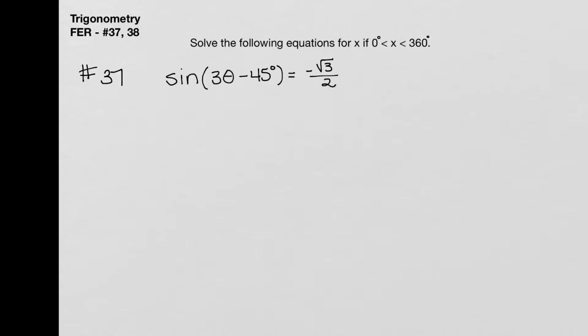I have two possibilities for this because the sine is negative in quadrants 3 and 4. In quadrant 3, the angle would be 240 degrees, and in quadrant 4, it would be 300 degrees. So I'm going to take 3 theta minus 45 degrees and set it equal to both 240 degrees and 300 degrees in order to solve this.